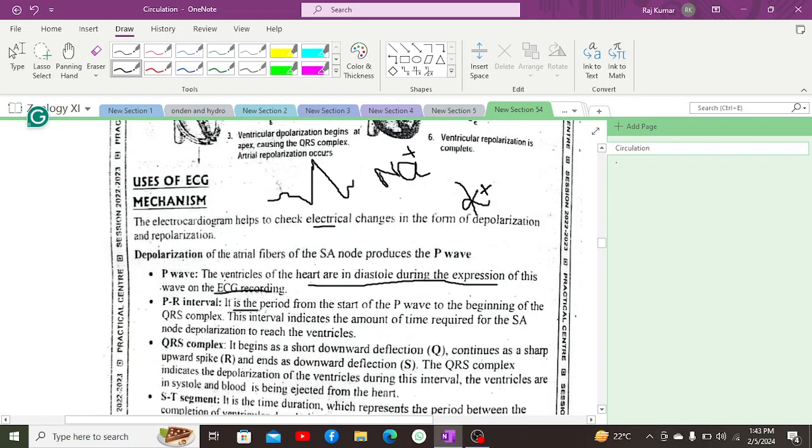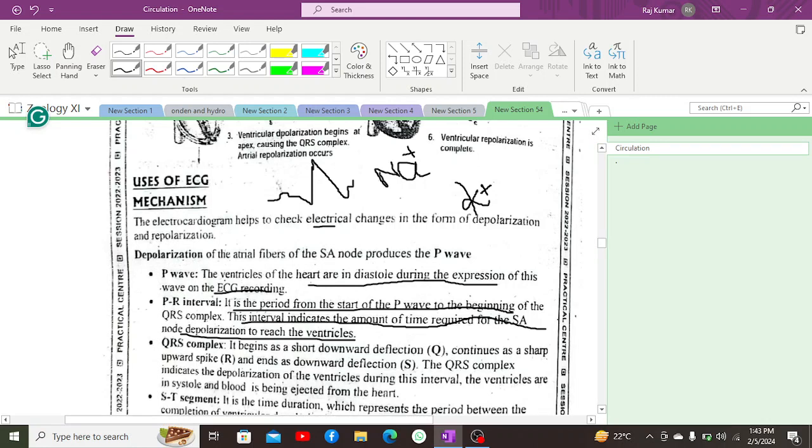The PR interval is the period from the start of the P wave to the beginning of the QRS complex. This interval indicates the amount of time required for the SA node depolarization to reach the ventricles. Now, this is known as the P wave and the PR interval.